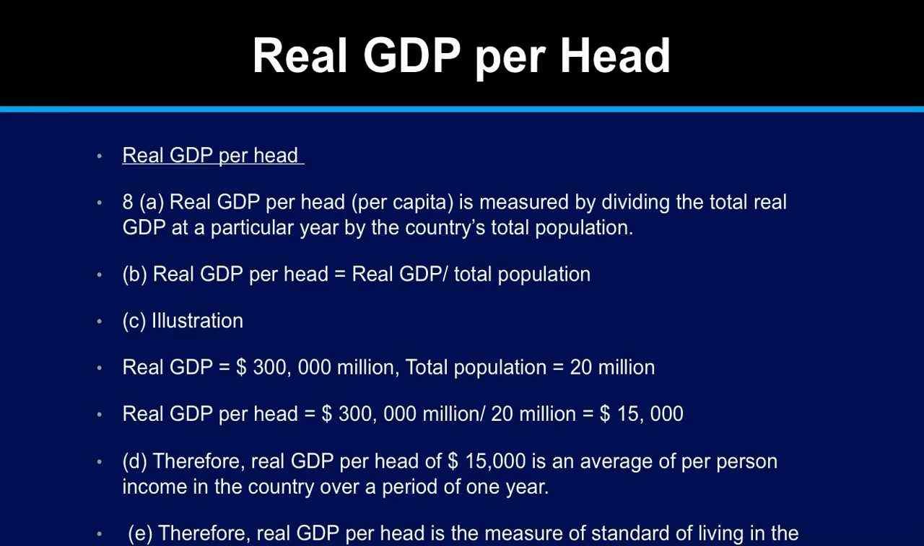So for example, look at the illustration. Let's say real GDP is 300,000 million, and the total population is 20 million, for example. Therefore, we can calculate the real GDP per head by taking the 300,000 million divided by the 20 million. You get about $15,000. So therefore, real GDP per head of $15,000 is an average of per person income in the country over a period of 1 year. Therefore, real GDP per head is the measure of standards of living in the country.